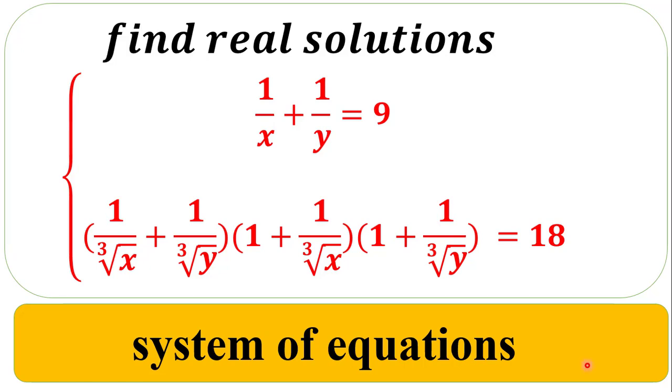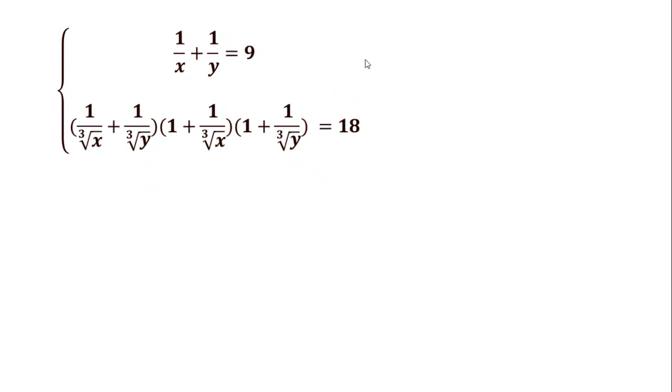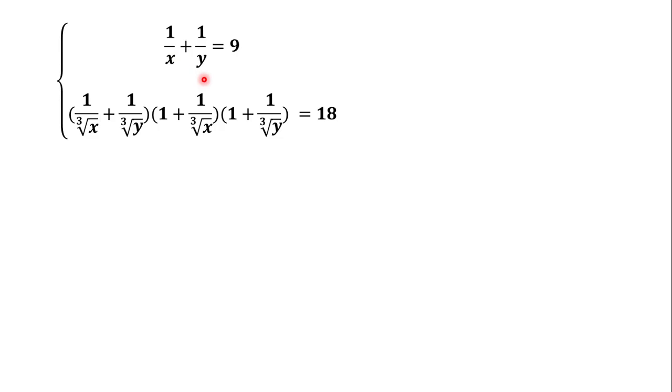In this video we're going to solve an interesting system of equations. We have 1 over x plus 1 over y equals 9, and (1 over cube root of x plus 1 over cube root of y) times (1 plus 1 over cube root of x) times (1 plus 1 over cube root of y) equals 18.